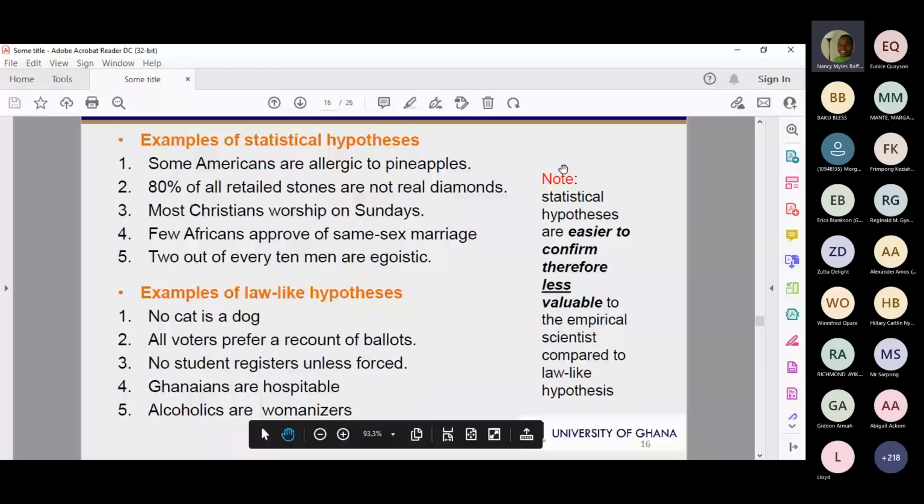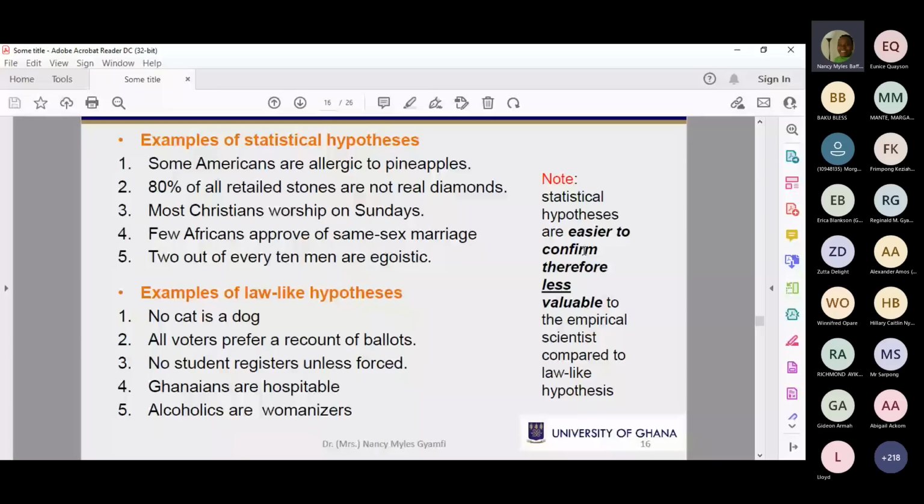It said what? Statistical hypotheses are easier to confirm. You can easily make that one true. Confirmation means making it true. You can easily make a statistical hypothesis true if you were comparing it with a general hypothesis. The statistical one is easier to make true.